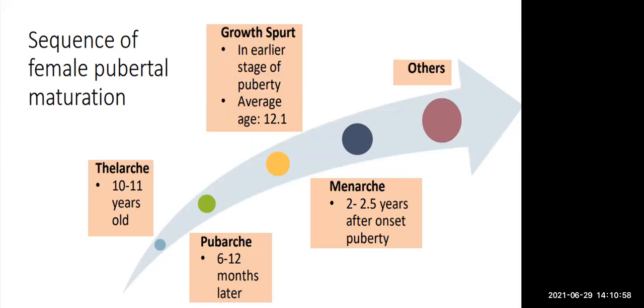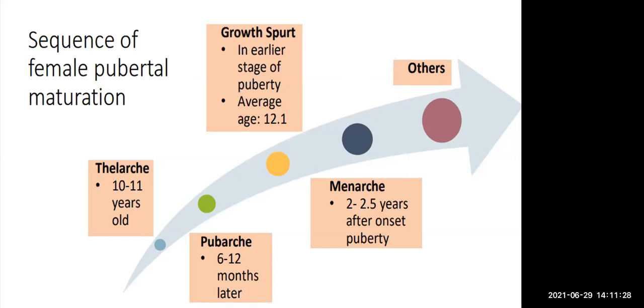But some females will have a 50% chance of having puberty first, which eventually increases threefold the risk of maternal preeclampsia at a later age, if the patient is still conceiving. So first we have thelarche and then puberty, and then we take a look at the patient. We have the menarche 2 to 2.5 years after the onset of puberty, and the growth spurt is earlier. Growth spurt is earlier in the stage of puberty, average at 12.1 years.